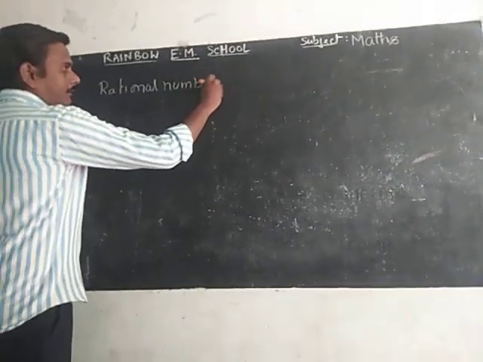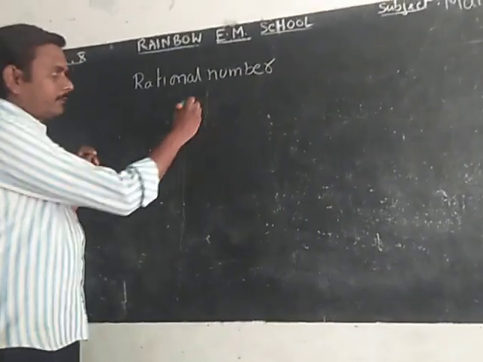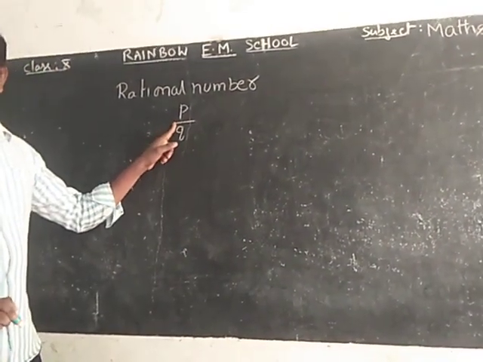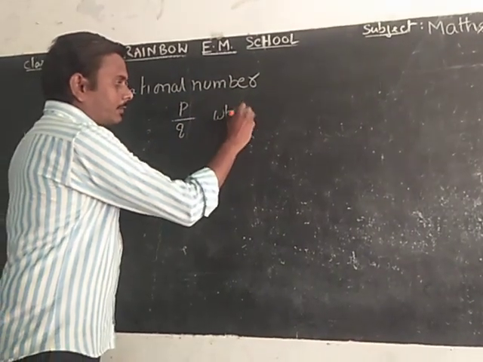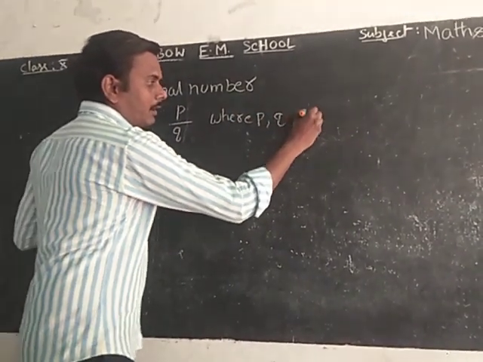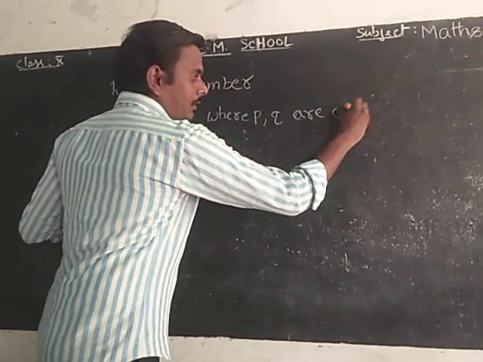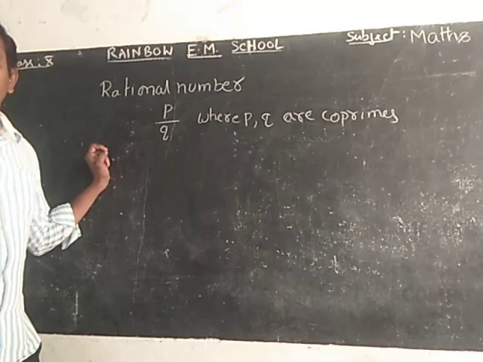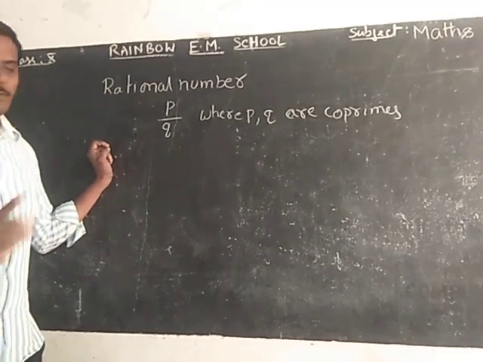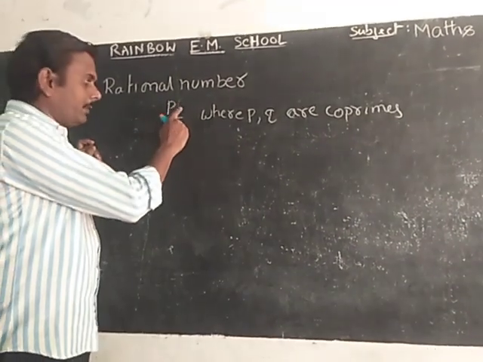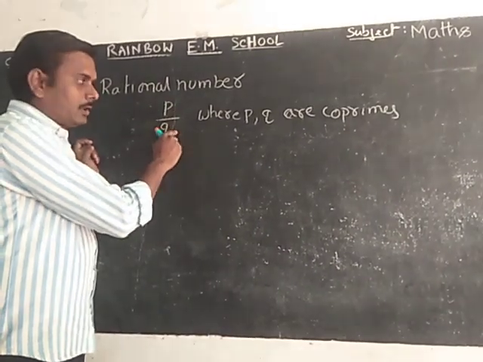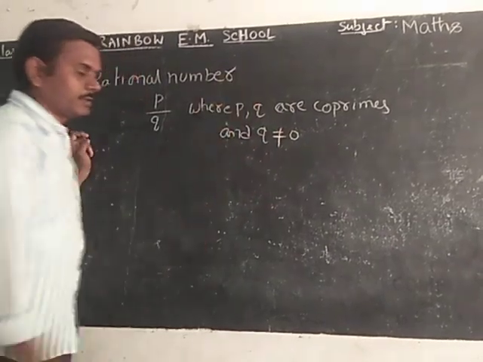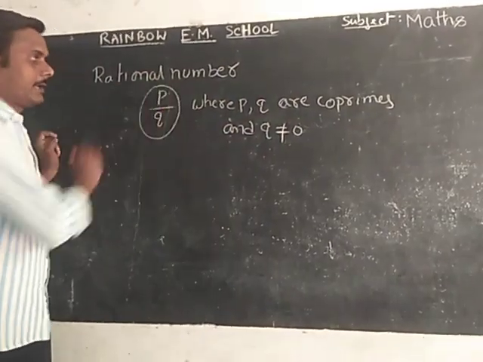What is a rational number? A number which is in the form of p by q, where p, q are co-primes. Co-primes means those will be divisible by one and only one. And q is not equal to 0. Then this number is called the rational number.